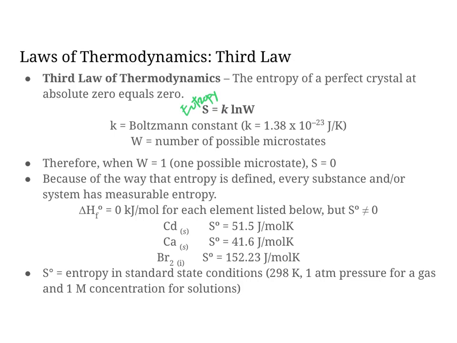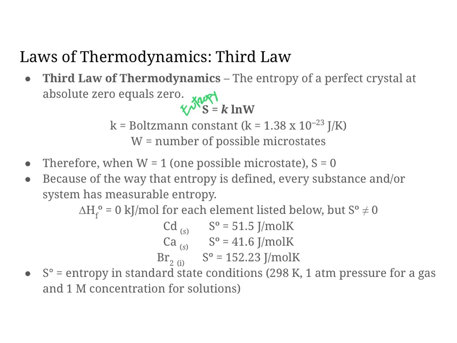So if the number of microstates is 1, that is, there's only one possible microstate, then that would mean that entropy is equal to 0. But because of the way that we define entropy, every substance has some measurable entropy. So the change in enthalpy of formation is 0 for each of the elements listed below, cadmium, calcium, and bromine, but the standard state entropy is not going to be 0.